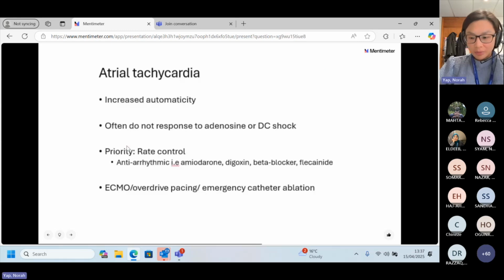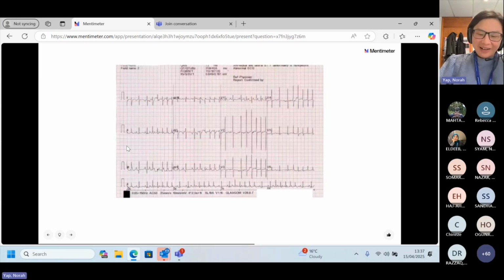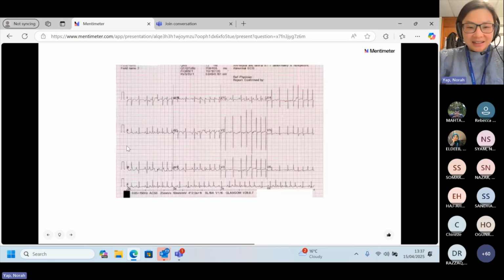So let me have a quick look. Okay. Right. I have no further question here. Okay. So in this ECG, I can't even remember why I put it in now, but I guess it shows that it's more irregular.